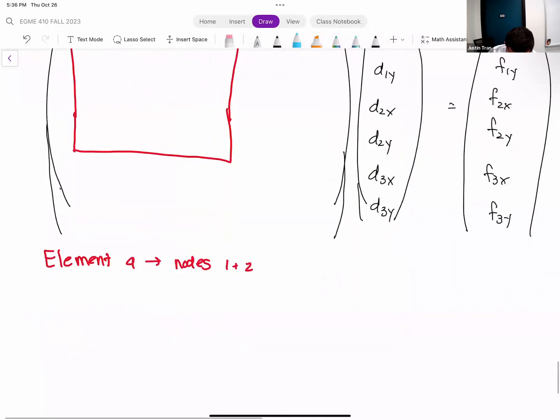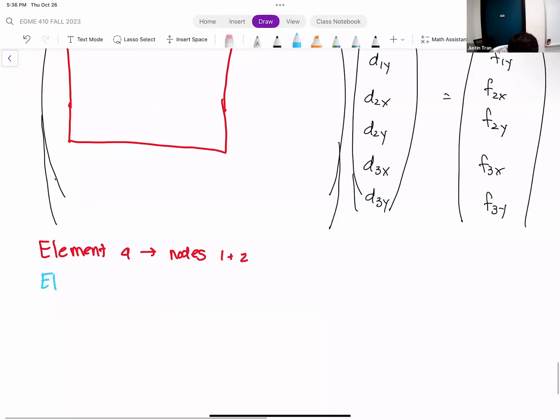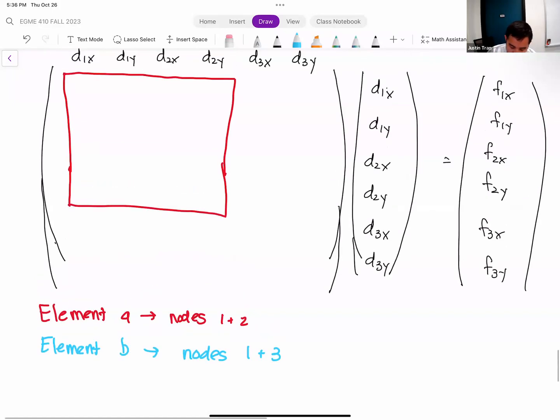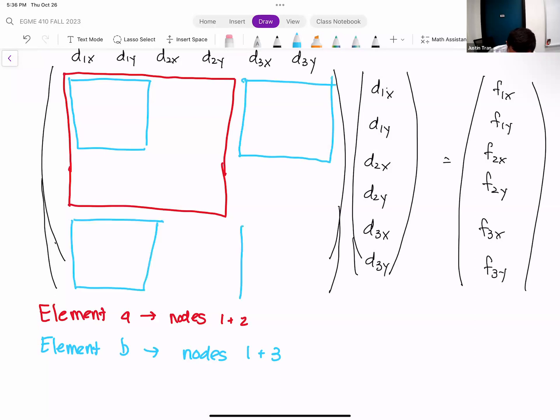Element B here is going to be nodes 1 and 3. Okay, so if we do that, we box off those areas of the global stiffness system. We have this right here.